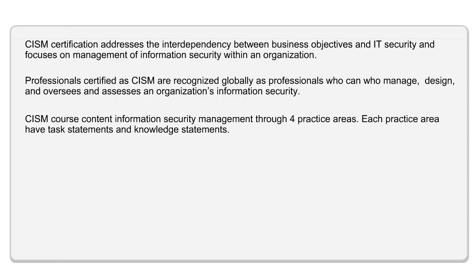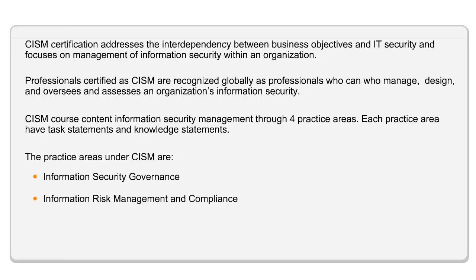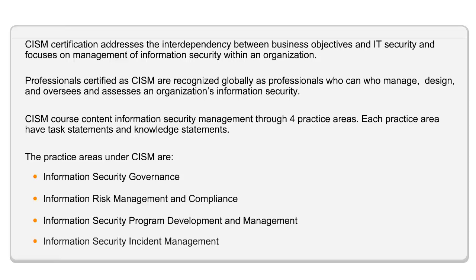The CISM course content for information security management is spread out through 4 practice areas. Each practice area has task statements and knowledge statements. The practice areas under CISM are Information Security Governance, Information Risk Management and Compliance, Information Security Program Development and Management, and Information Security Incident Management.